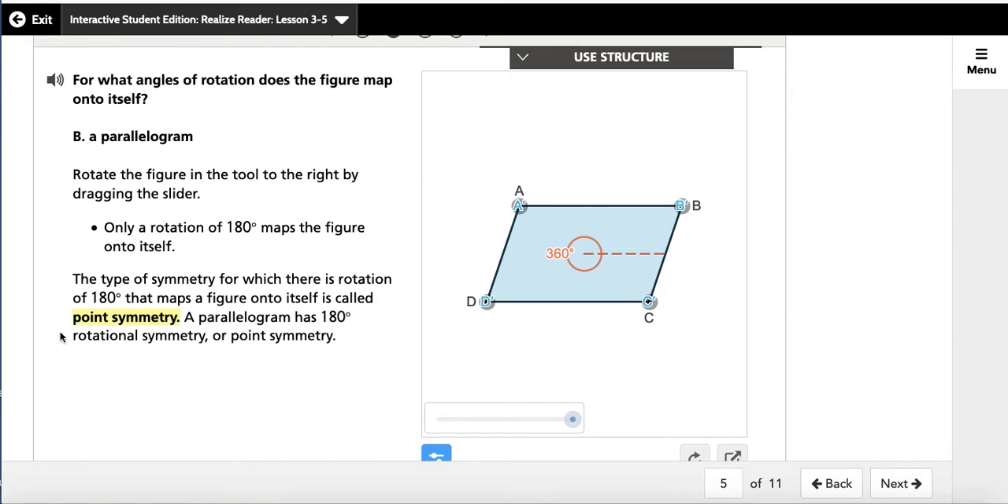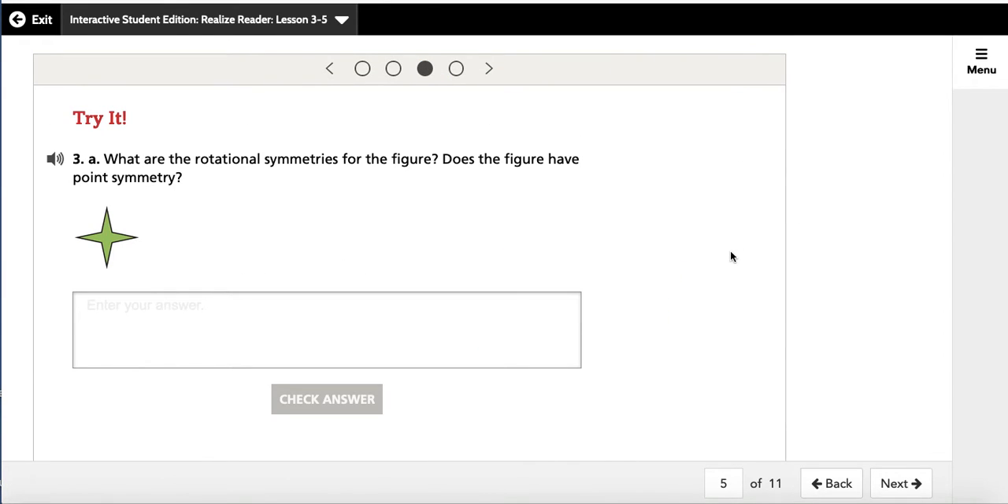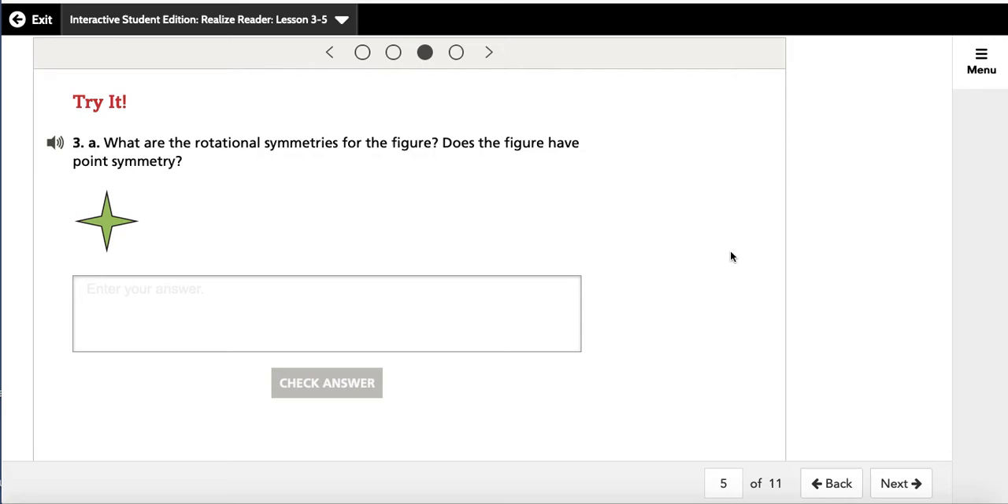It needs to have 180 degrees. Let's see what the next thing is. It's a try it, so if you want to try this on your own, go ahead. Click pause. What are the rotational symmetries for the figure, and does it have point symmetry?